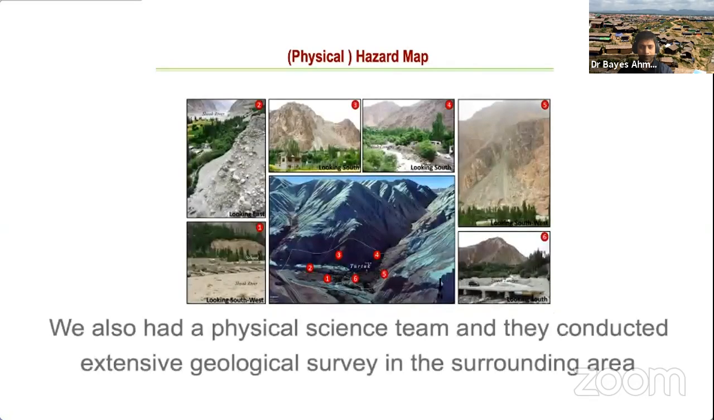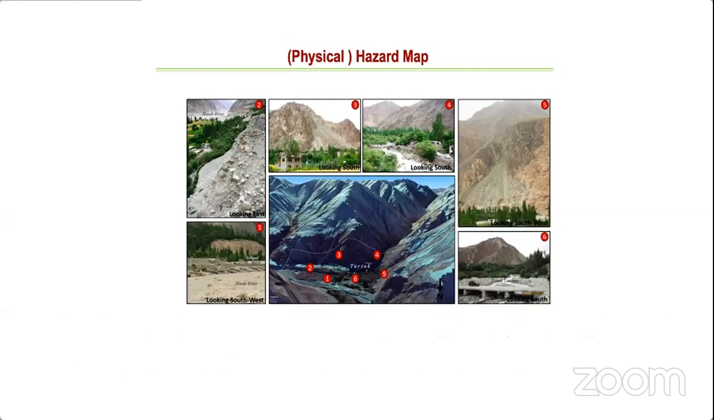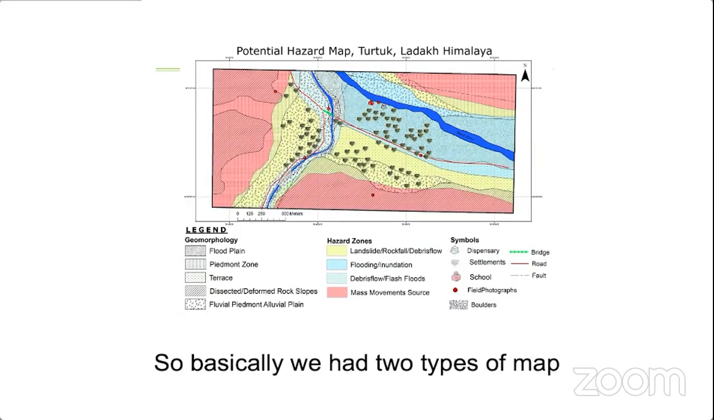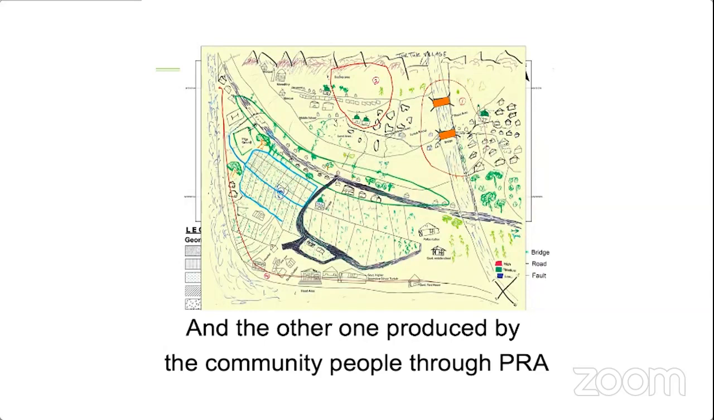We also had a physical science team, and they conducted an extensive geological survey in the surrounding area. Later, they produced a standard multi-hazard map of Turtuk. So basically, we had two types of map. One is the standard physical hazard map, and the other was produced by the community people through PRA.